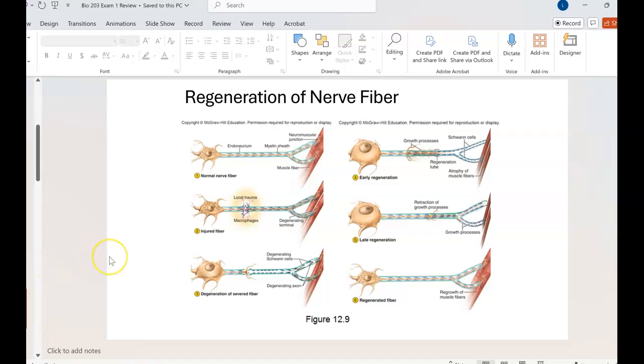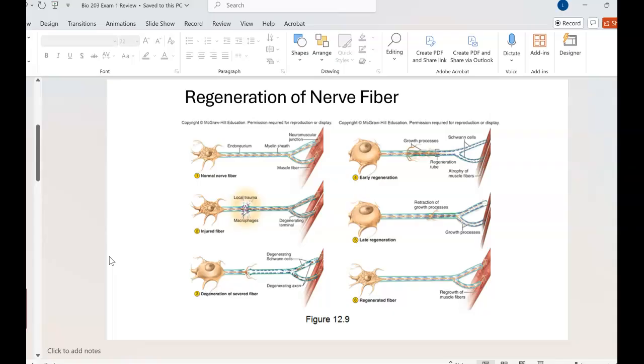The last thing in part 1 of chapter 12, it is a large chapter, that's why we divide it up into 2 parts. We talked about the regeneration of a nerve fiber. It's possible, if all of the criteria are met, only in the peripheral nervous system.